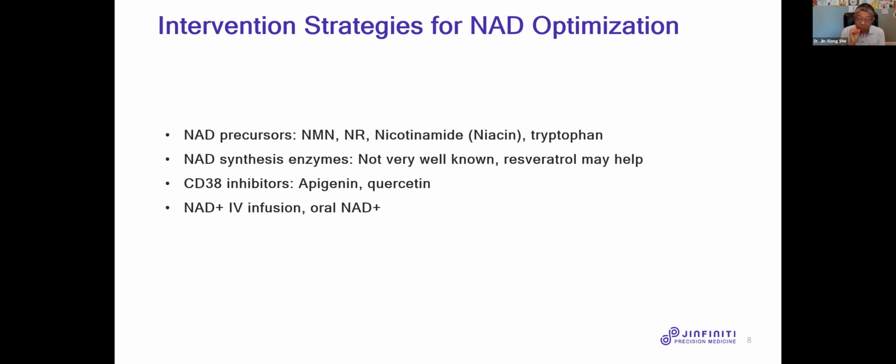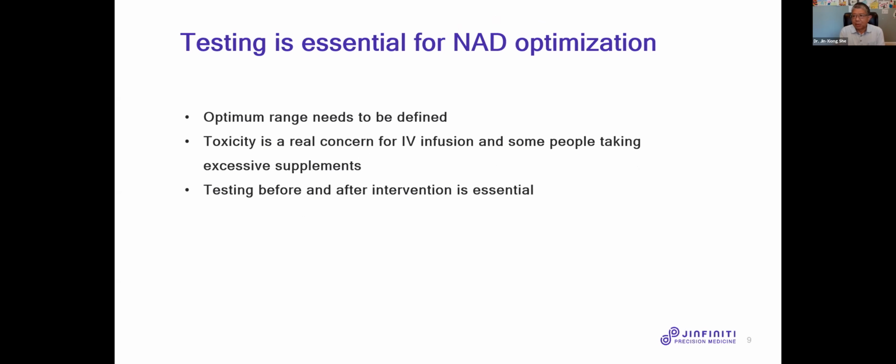I think you do need to know whether the IV infusion that you consider is serving the purpose for what you want to achieve. So I'll leave it at that for today. It's very important that we test in order to optimize the NAD level. And so in order to optimize, we need to know the optimum range, and we need to define that. We also need to worry about the potential toxicity.